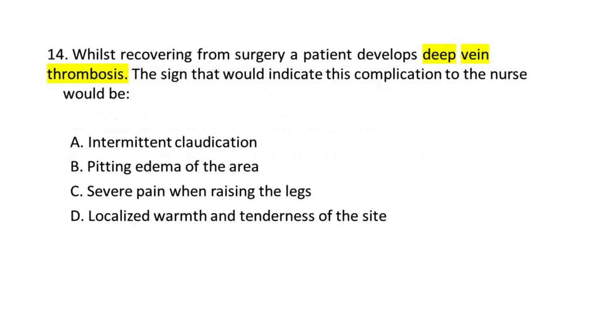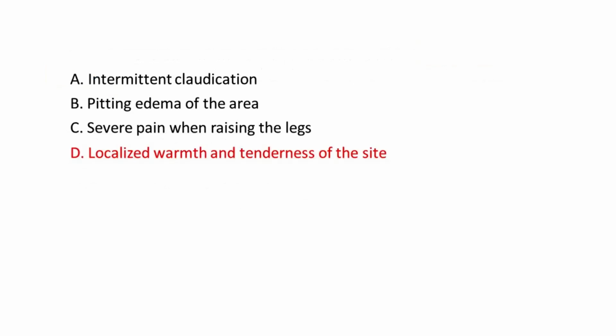14. Whilst recovering from surgery, a patient develops deep vein thrombosis. The sign that would indicate this complication to the nurse would be A. Intermittent claudication. B. Pitting edema of the area. C. Severe pain when raising the legs. D. Localized warmth and tenderness of the site. The answer is D. Localized warmth and tenderness of the site.